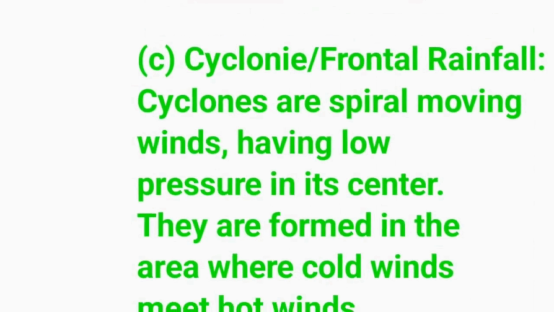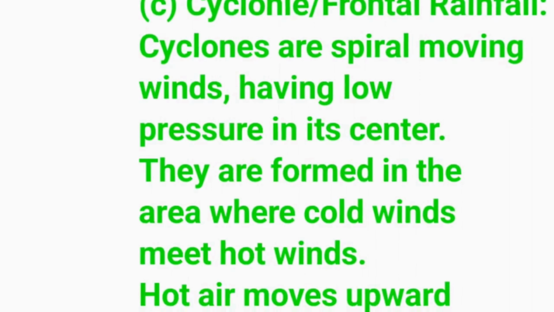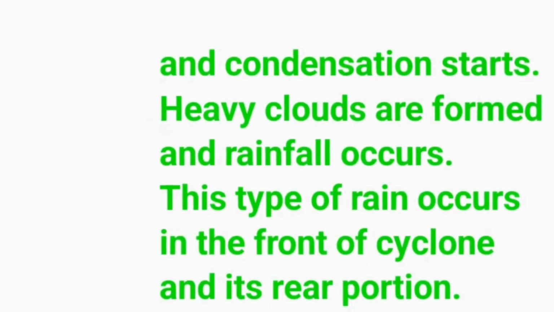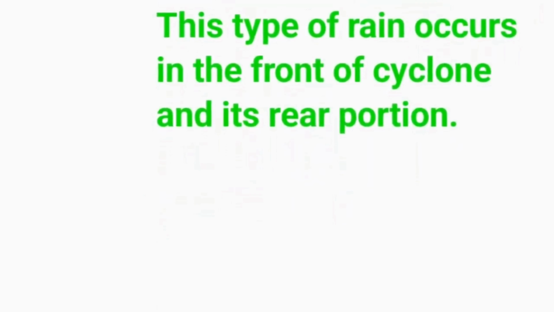3. Cyclone frontal rainfall. Cyclones are spiral-moving winds having low pressure in their center. They are formed in the area where cold winds meet hot winds. Hot air moves upward, being lighter in weight. Its temperature decreases gradually and condensation starts. Heavy clouds are formed and rainfall occurs. This type of rain occurs in the front of the cyclone and its rear portion.